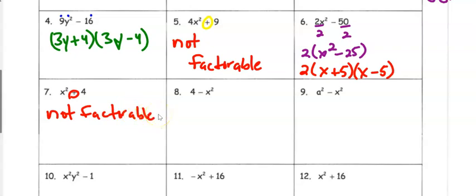Okay. Number 8 is unique in that things are out of order. It's not in a standard form. The variable term does not come first. So let's rewrite as negative x squared plus 4. All we did was change the order.